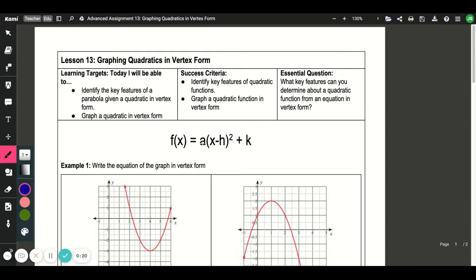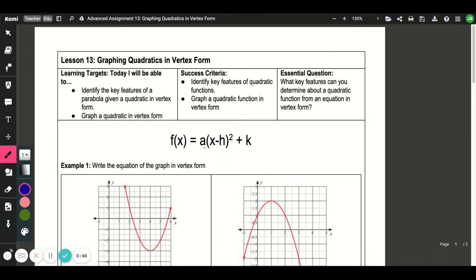Remember that A tells you if the graph opens upward or downward. If A is positive, the graph is opening up, pointing up like this. If A is negative, the graph is opening or pointing down like that. The larger the absolute value of A. So the negative just tells you that it opens down. Ignore the sign and just look at the actual number.